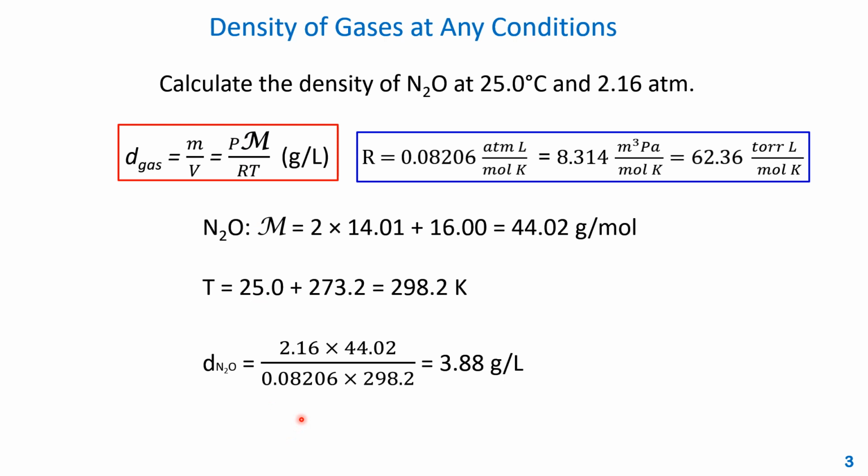So we plug in the pressure, molar mass, we just calculate the molar mass 44.02 divided by R, 0.08206, because we use ATM as the unit of pressure. Then this temperature in Kelvin, 298.2, we just calculated here. So the answer is 3.88 grams per liter. The laughing gas density at this condition is 3.88 grams per liter.